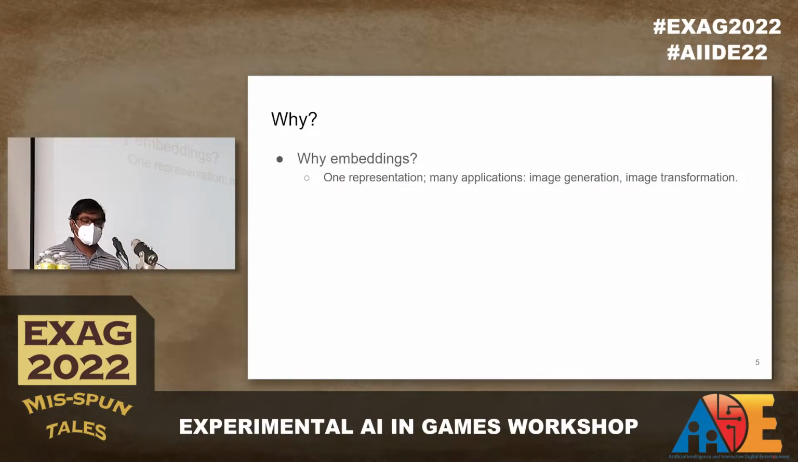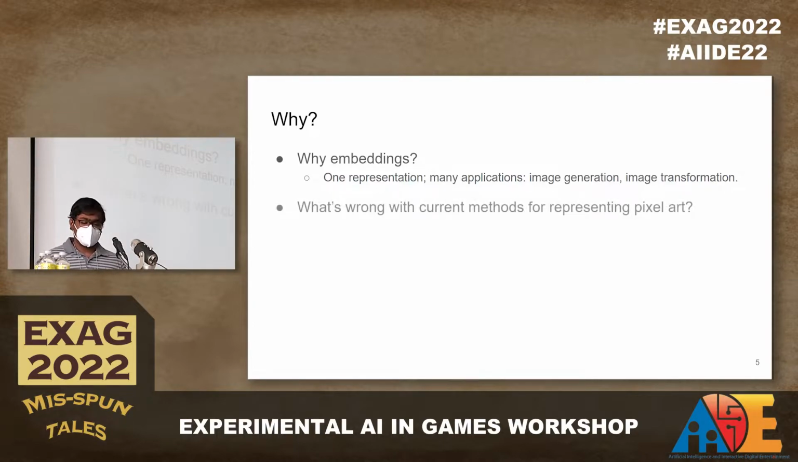Now, a natural question is why we might want to represent something. Why not just generate new Pokemon or generate new images? One thing is with a single representation, we can have multiple applications such as generating new things or transforming things or generating text, stuff like that.